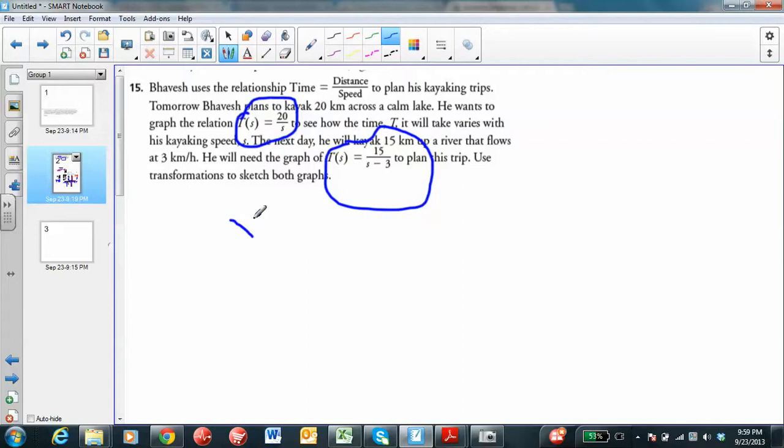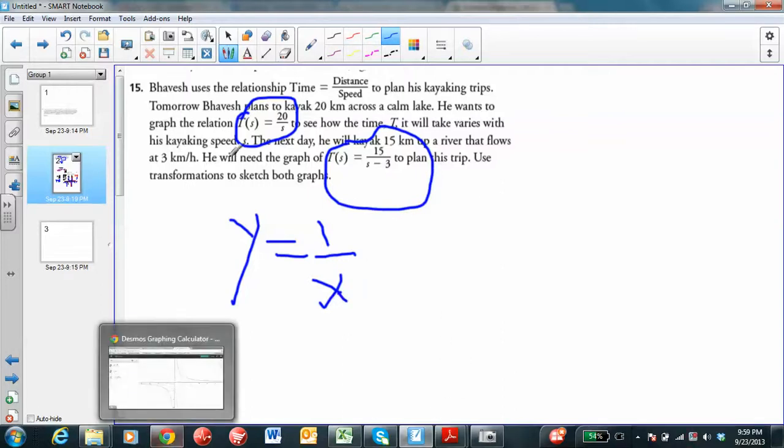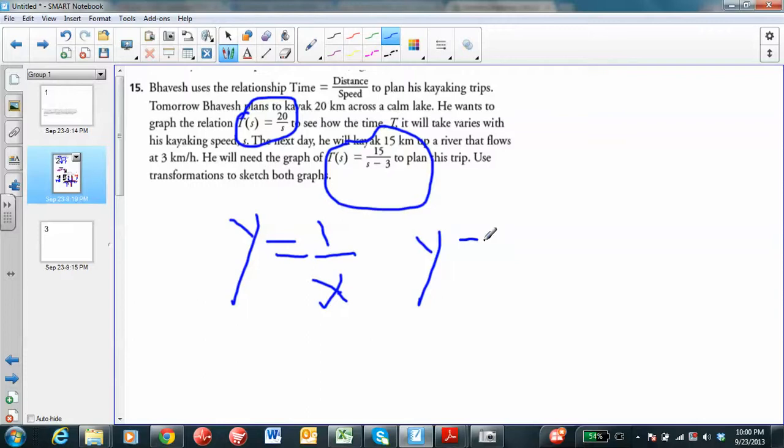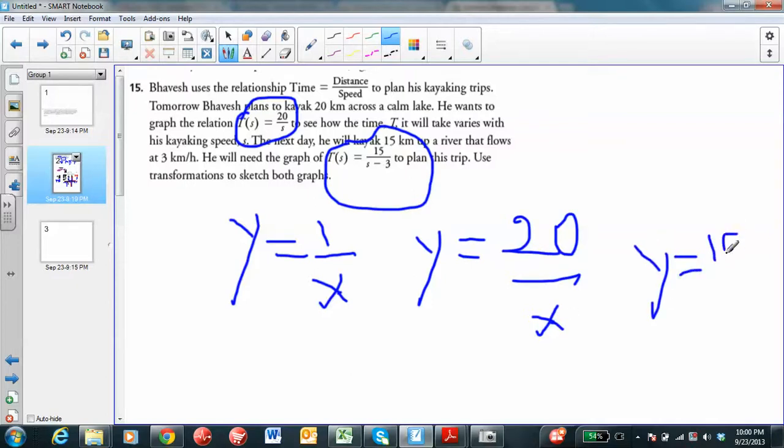Now before, you need to know what the parent function is. Well, you know the parent function is 1 over x, right? And then the other function is y equals 20 over x. I'm not using T of s or s, the proper notation, I'm just taking a shortcut. But if you were to write this on the test, you would write T of s and then s minus 3 instead of x minus 3. Alright, these are your two functions, 20 over x and 15 over x minus 3.